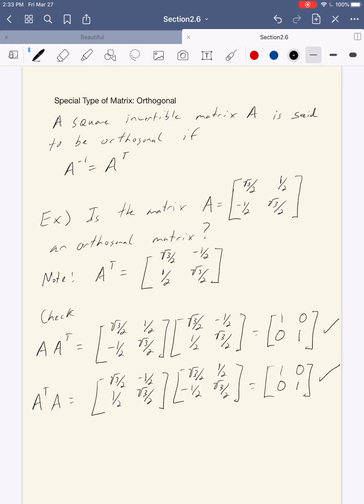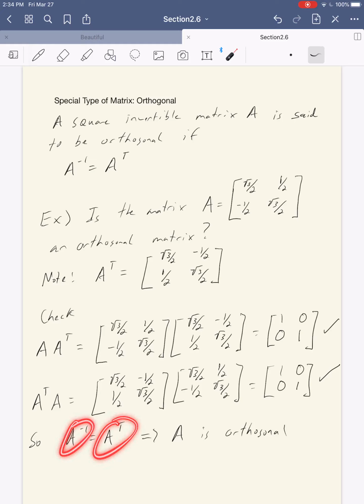So there we go. That shows that this matrix has a transpose that is the same as its inverse. So A inverse equals A transpose, which implies A is orthogonal. So this is just a nice special type of matrix that has this property that its inverse is the same as its transpose, right? Obviously, most matrices out there do not have this property. Remember, a lot of square matrices don't even have inverses, but this is a very special subclass of invertible matrices.